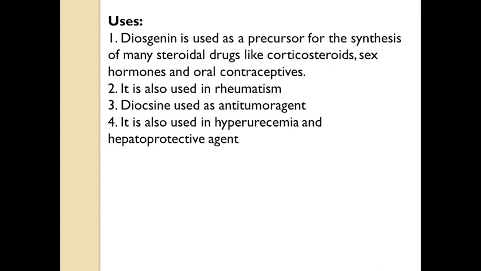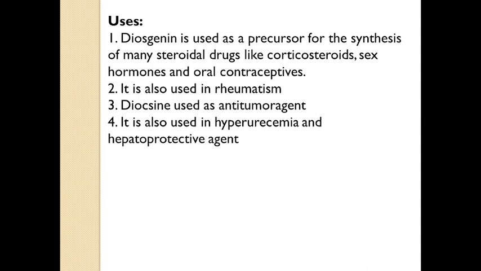After extraction, the isolated diosgenin will be degraded into 16-dehydropregnenolone acetate, which is used as a precursor for synthesis of corticosteroids, sex hormones, and oral contraceptives. Apart from that, it is also used in treatment of rheumatism.